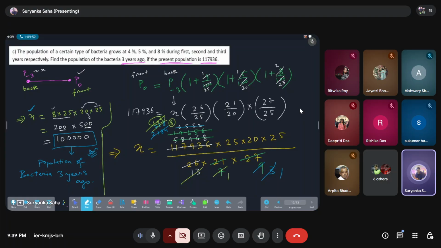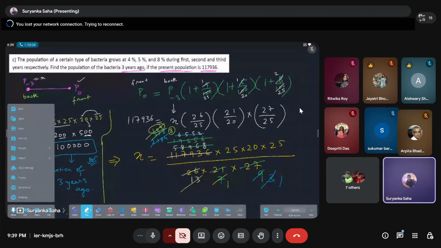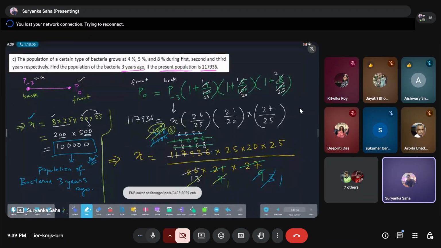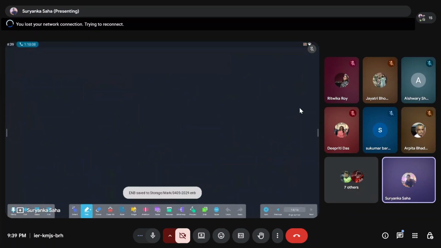Next part is very easy. So it's okay? Okay, fine. Chalo. Save. Let me add pictures. 4A.